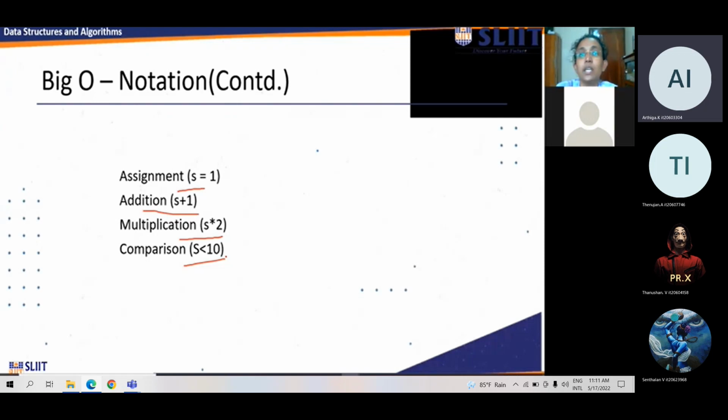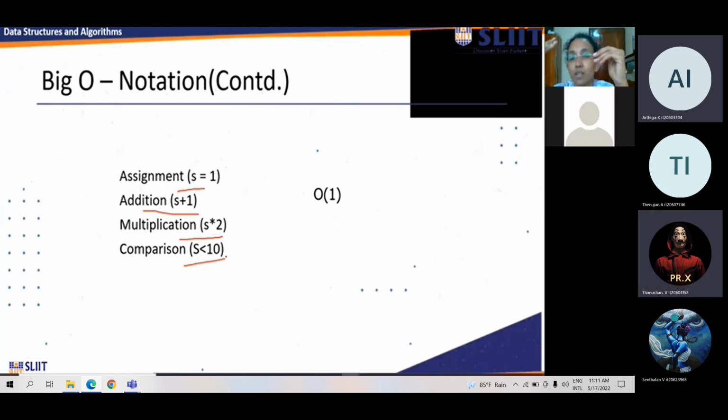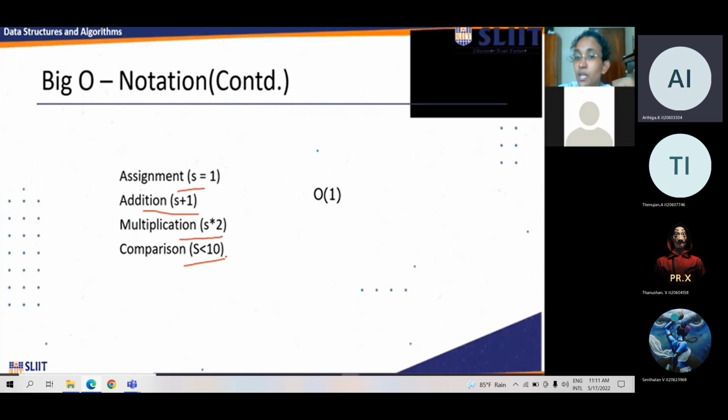So how to say the big O value is constant? You can write it as big O one. Remember that big O one is a constant. If you ever see something called big O one, remember that we call it as running time is constant. Or in another point of view, running time complexity is a constant. Okay, big O one means the timing is a constant value.